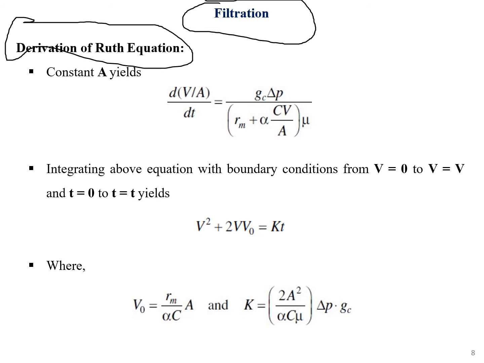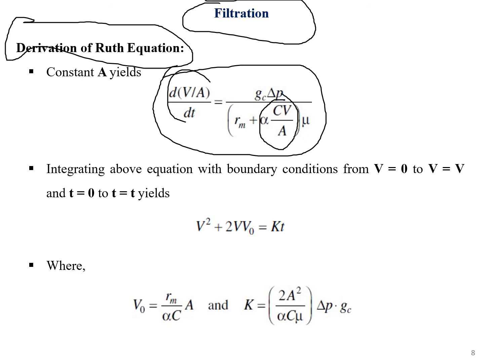Talking about the Routh equation, as you can see, the constant A yields the same as what we just discussed about filtration and the rate of filtration. We talked about dV by dt equals Gc A delta P by (Rm plus Rc) into mu. Rc can be written as this thing, as we just studied, into mu.